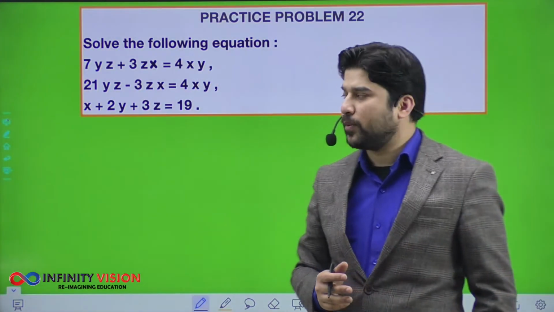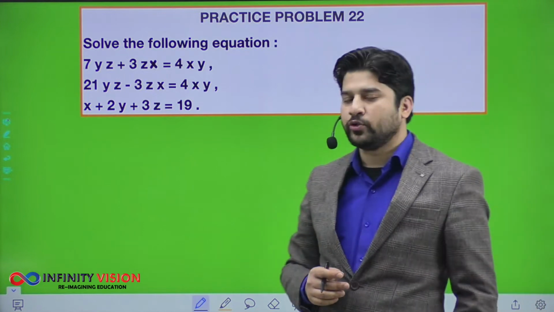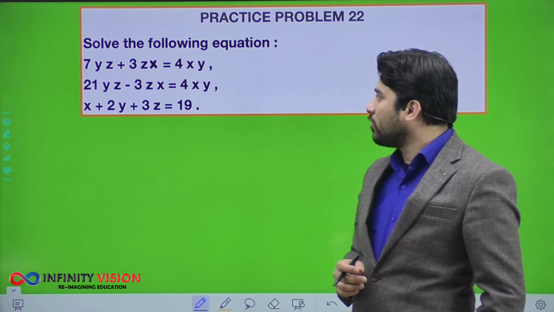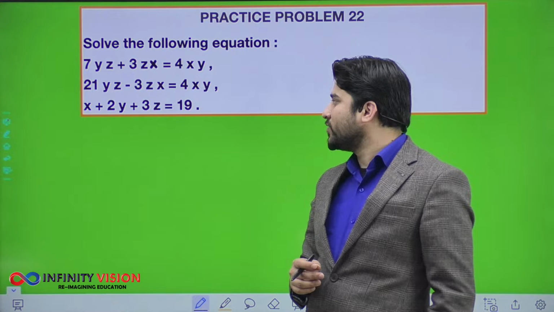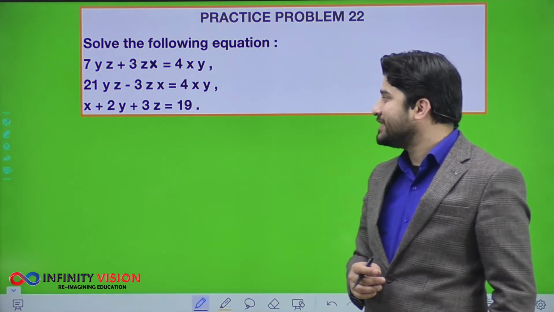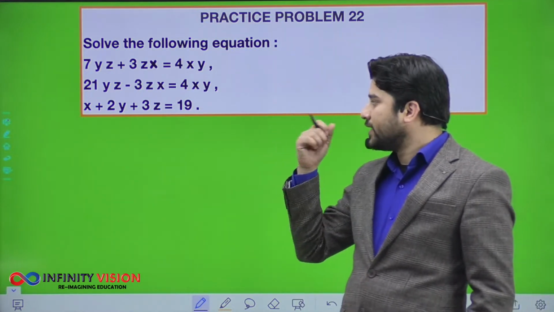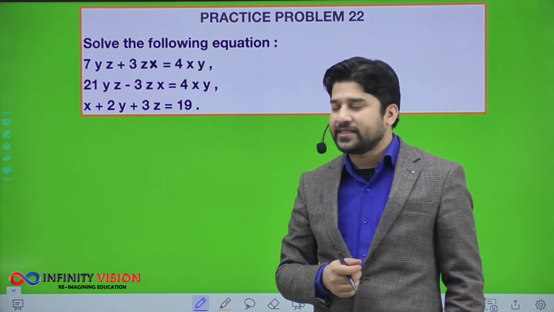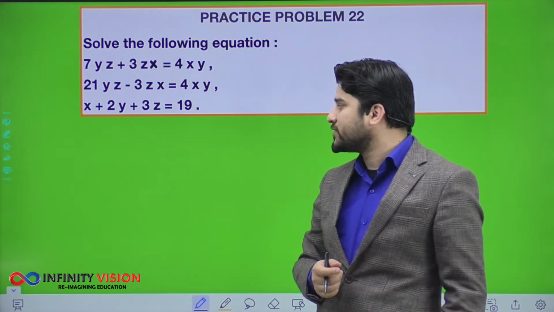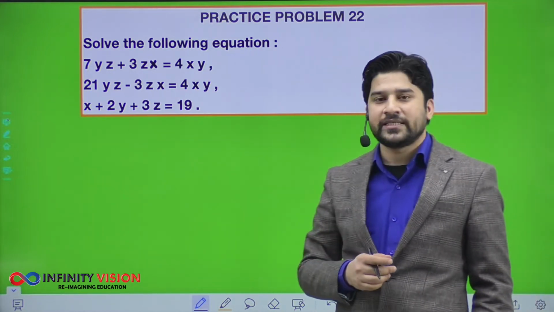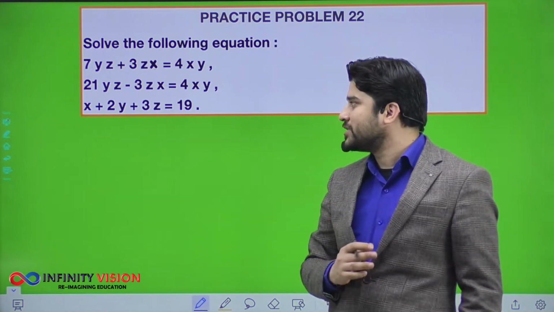Let's look at this problem, that is practice problem 22. The question reads, solve the following equations. The first equation being 7yz plus 3zx equals 4xy. And the second equation reads 21yz minus 3zx equals 4xy. And your third equation is x plus 2y plus 3z equals 19.